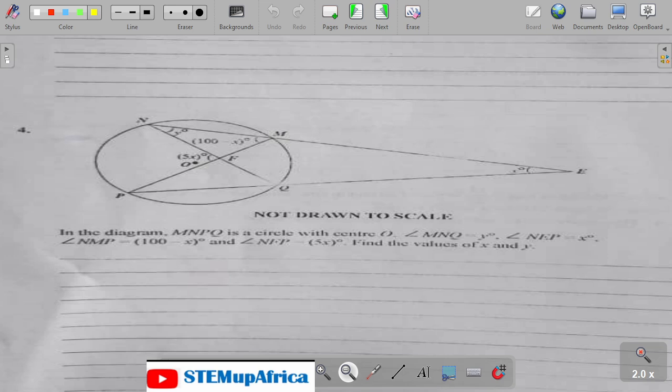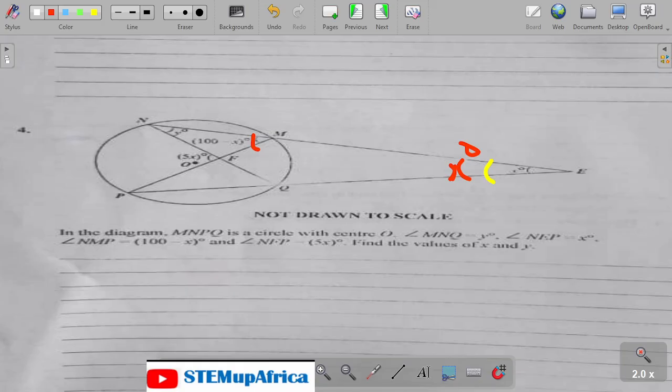Okay, so look at the question. They give us a diagram, and we are told this angle here. For clarity, let me draw this angle. This angle is x degrees. The angle here is 100 minus x. The angle here is y. The angle at the middle is 5x. So we are asked to find x and y.